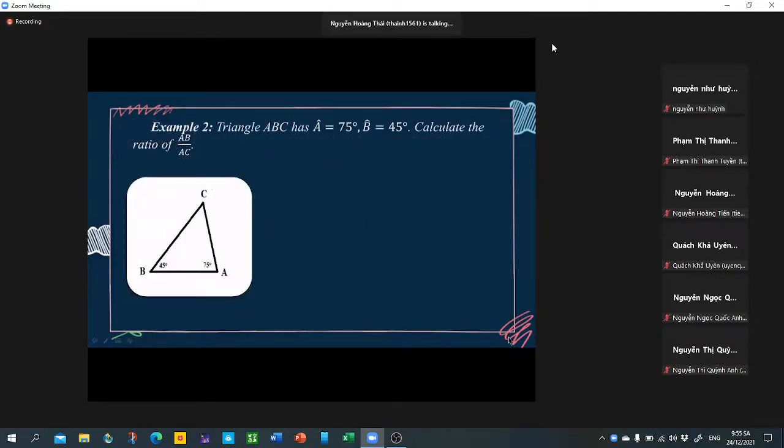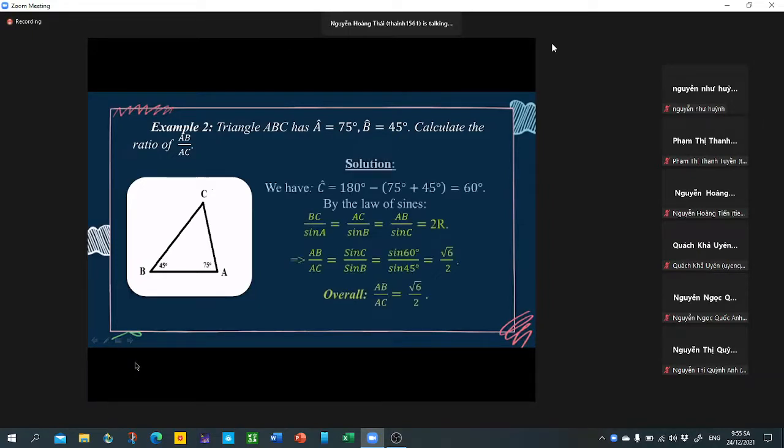Triangle ABC has the measure of the angle A is 75 degrees. The measure of the angle B is 45 degrees. Calculate the ratio of AB over AC. So this is the picture of this example, and this is our solution.